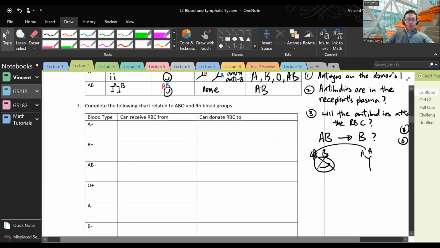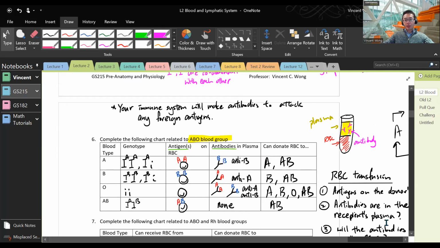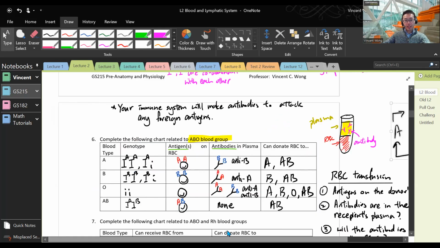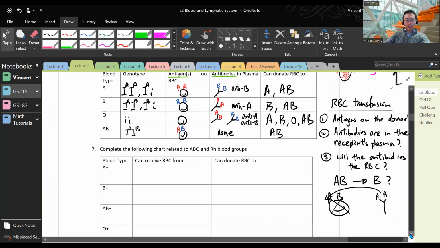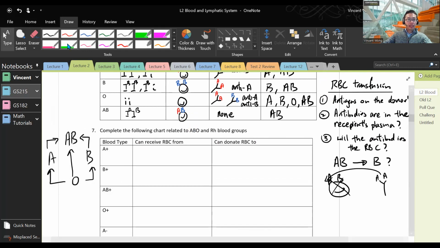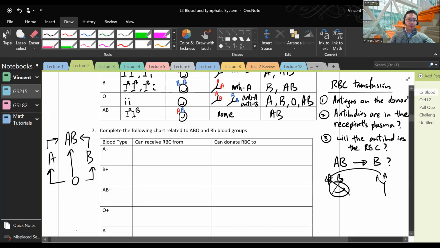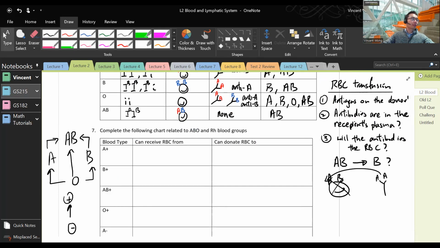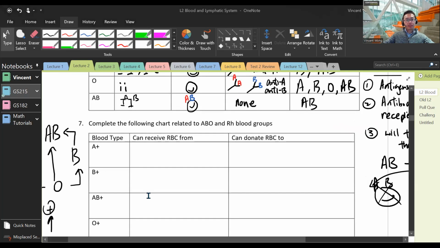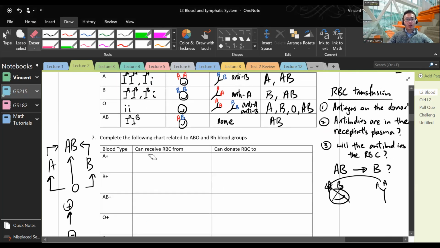All right. So in general, you can use this transfusion chart for the ABO blood group. I'm just going to copy that and put it right here. And then I'm going to put negative to positive. If you're Rh negative, you can give it to someone who's positive, but not the other way around. Okay, so let's think about who A positive can receive RBC from.